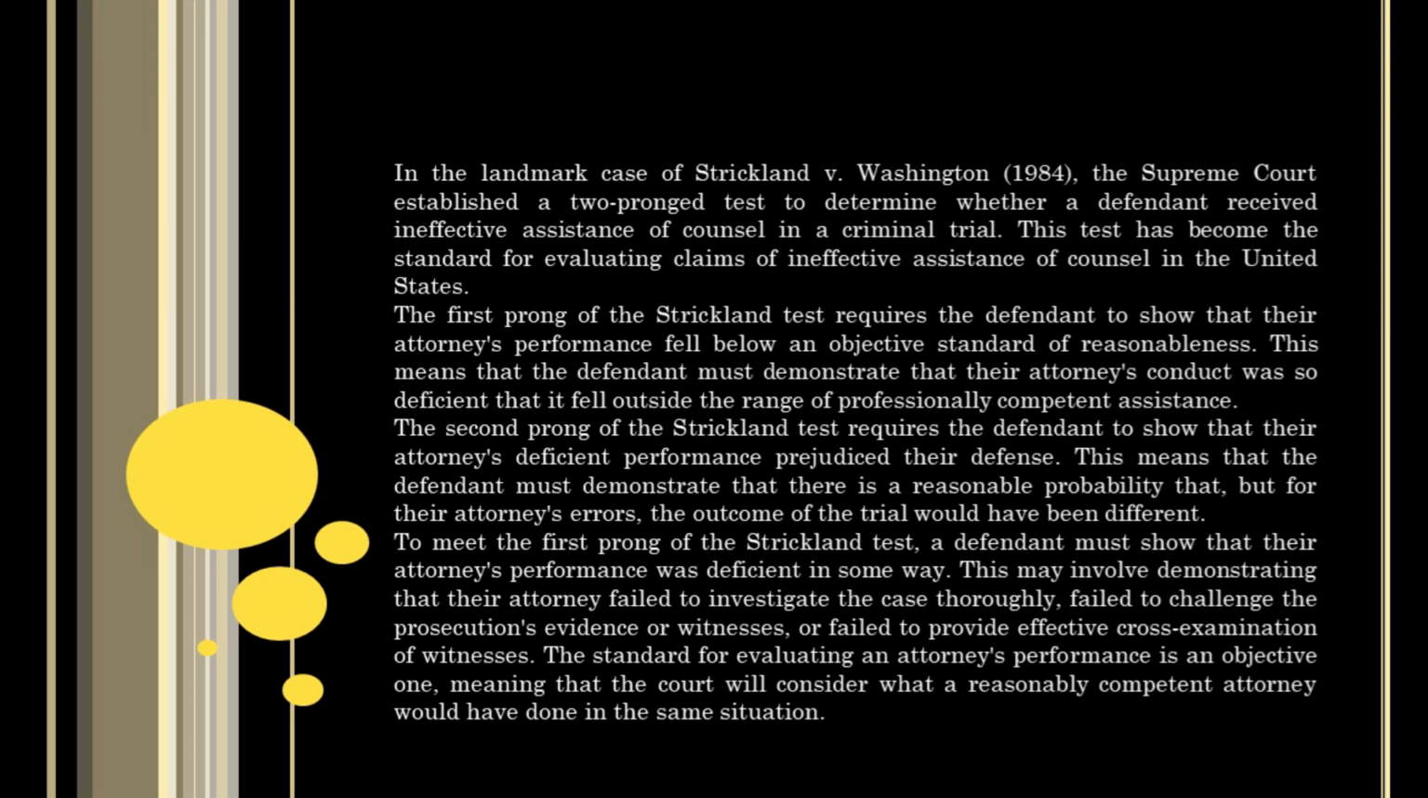The second prong of the Strickland test requires the defendant to show that their attorney's deficient performance prejudiced their defense. This means that the defendant must demonstrate that there is a reasonable probability that, but for their attorney's errors, the outcome of the trial would have been different. To meet the first prong of the Strickland test, a defendant must show that their attorney's performance was deficient in some way. This may involve demonstrating that their attorney failed to investigate the case thoroughly, failed to challenge the prosecution's evidence or witnesses, or failed to provide effective cross-examination of witnesses. The standard for evaluating an attorney's performance is an objective one, meaning that the court will consider what a reasonably competent attorney would have done in the same situation.